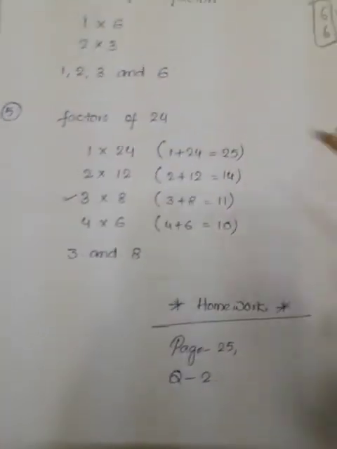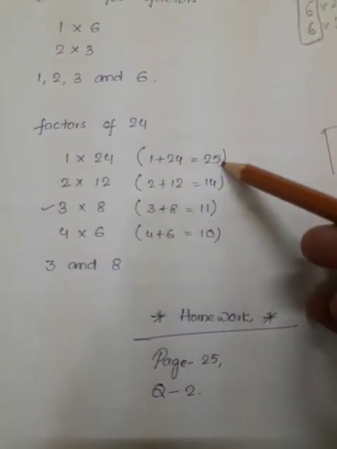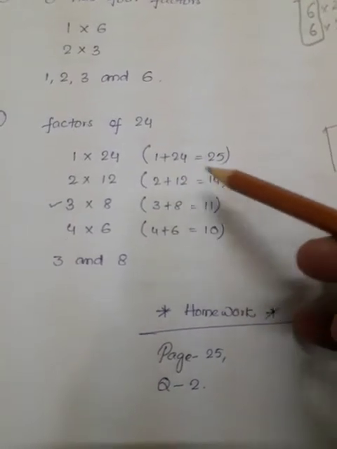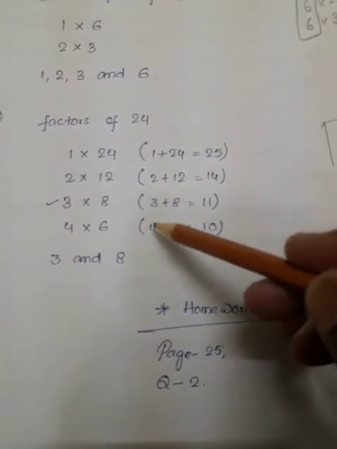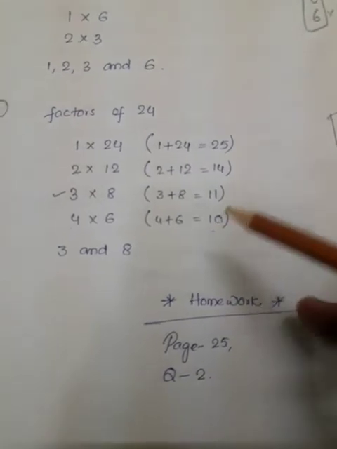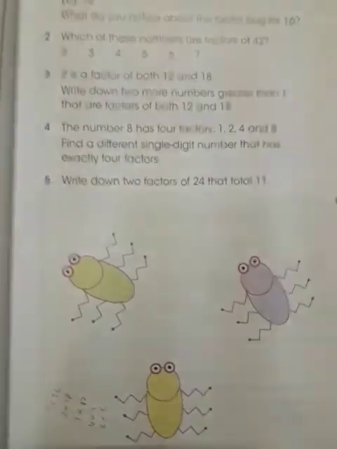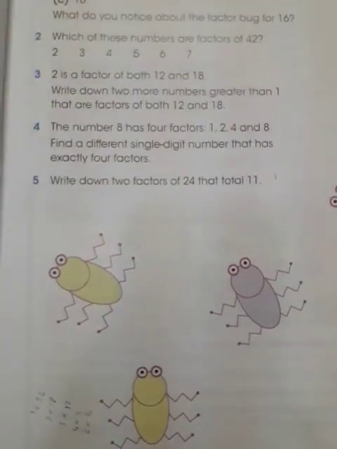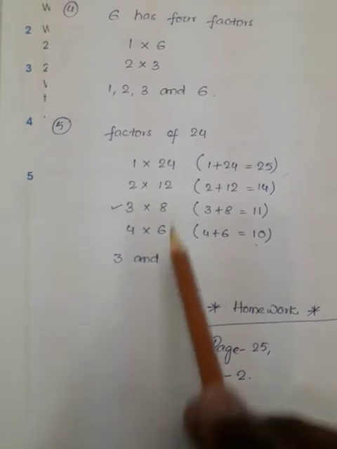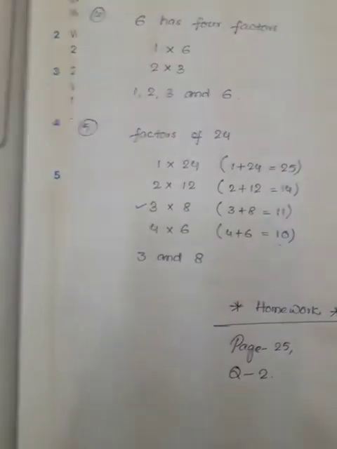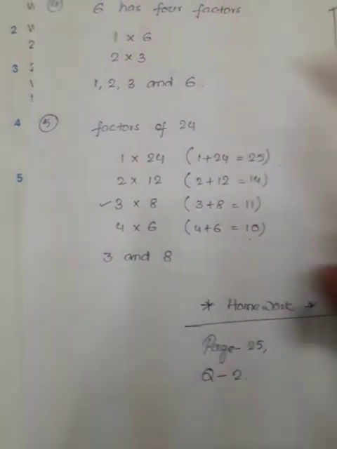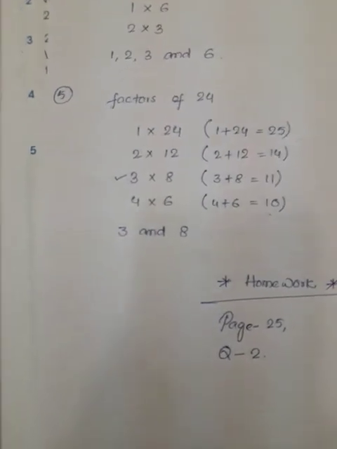Then you can add first. 1 plus 24 equal 25, 2 plus 12 equal to 14, 3 plus 8 equal to 11, 4 plus 6 equal to 10. So now check which two numbers if I add I will get the answer 11 as per the question. So 3 and 8 only. So the answer is 3 and 8. When I multiply 3 and 8 I get 24 because factors go with multiplication. So 3 eights are 24. When I add 3 plus 8 that is 11.